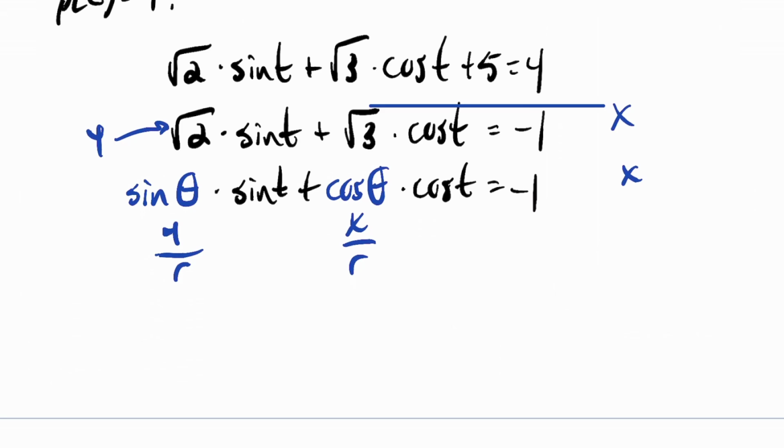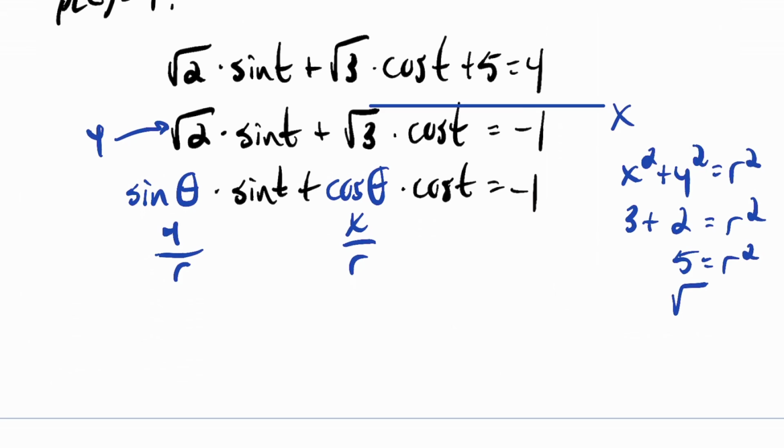And I have to use the Pythagorean theorem, x squared plus y squared equals r squared, and plug those numbers in. So x squared will be 3, and y squared will be 2, of course. So r squared is 5. In other words, r is the square root of 5. And that's going to be very important for solving this problem, as you'll see in a second.